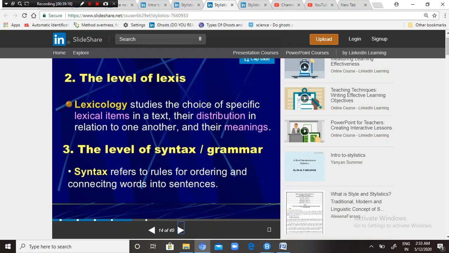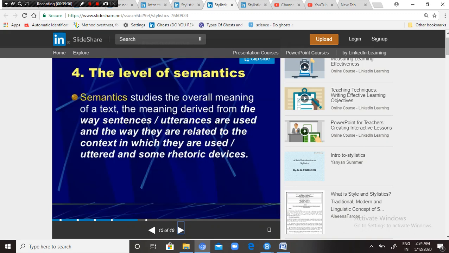The level of syntax and grammar. Syntax refers to the rules for ordering and connecting words into sentences. Okay. The level of semantics. What is the level of semantics? Semantics studies the overall meaning of a text, the meaning derived from the way sentences and utterances are used and the way they are related to the context in which they are uttered, and some rhetorical devices.